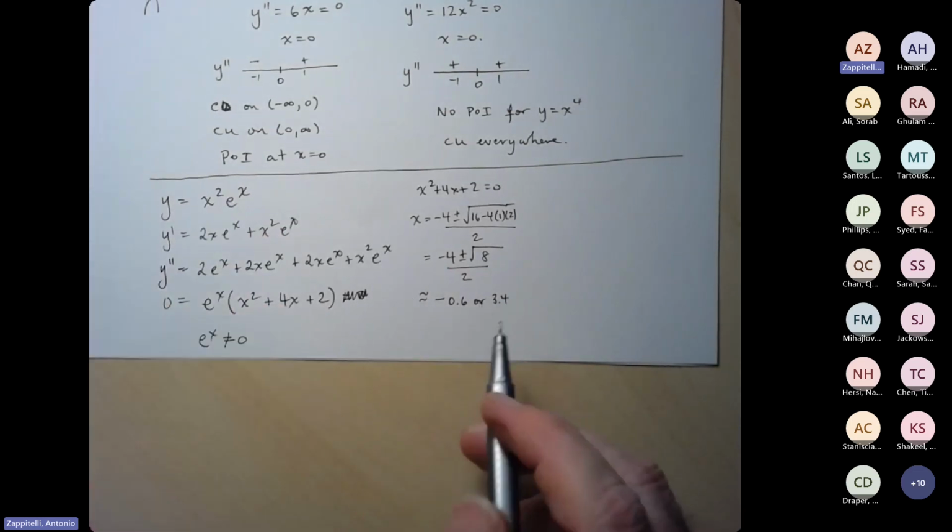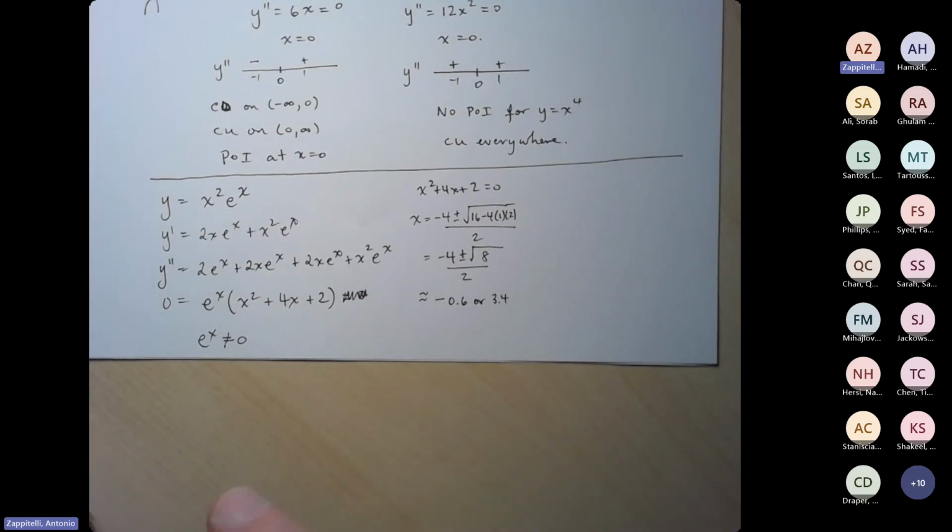Now, what am I going to do with these numbers? Who's going to tell me what I'm going to do with these numbers now? Because all I determined is where the second derivative is equal to 0. What do I now have to use these to determine? So remember, if I want to determine concavity and I want to determine, no, not yet. That's only if I want the points. What is it I need to determine if I want to talk about concavity and points of inflection?